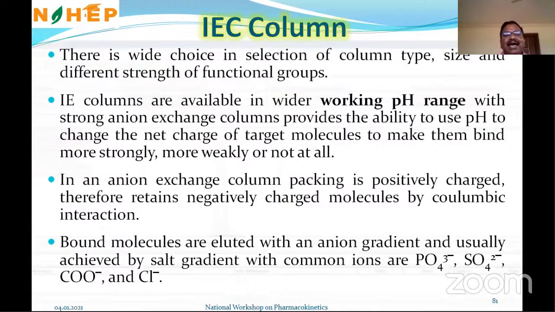In an anion exchange column, the packing is positively charged, and therefore retains negatively charged molecules by Coulombic interaction. Coulombic interaction means the interaction between differently charged ions. Bound molecules are eluted with an anion gradient, usually achieved by salt gradients with common ions such as phosphate, sulfate, carbonate, or chloride ions. These are used to elute the bound ions.